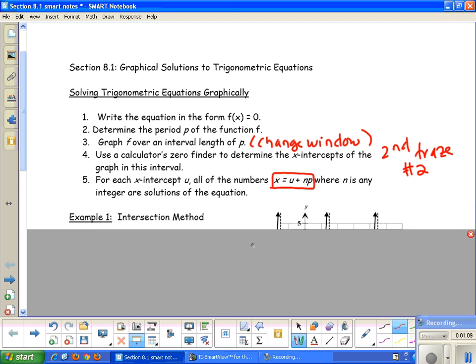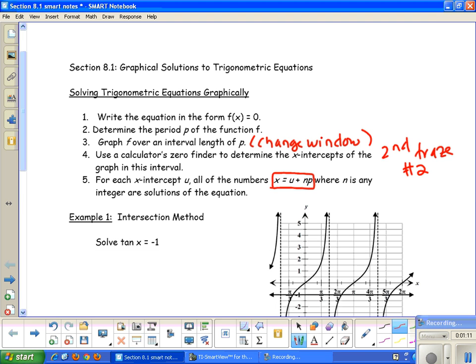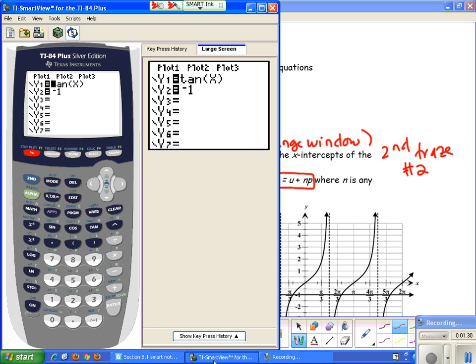So the first thing we're going to do is graph this first equation. The graph's already there for you, but you want to make sure you're practicing this on your calculator, so you're going to want to follow along. Now, let's go ahead and do example 1 with the intersection method, which I don't usually use. I really prefer to use the zero method, but just to show you, you could do the intersection method if you wanted to. If I'm going to do the intersection method for this, I would plug tangent x into y1, and in y2 I plug in -1.